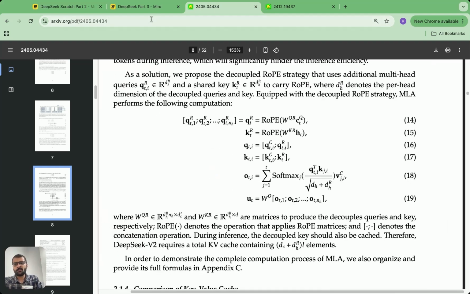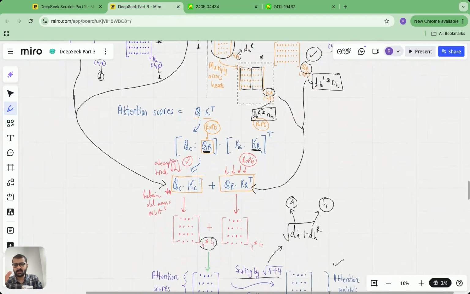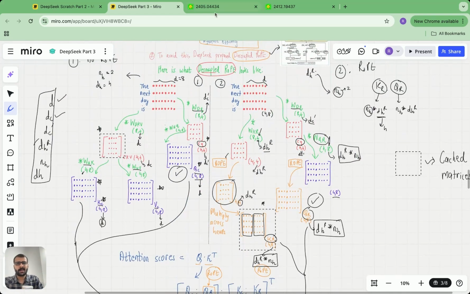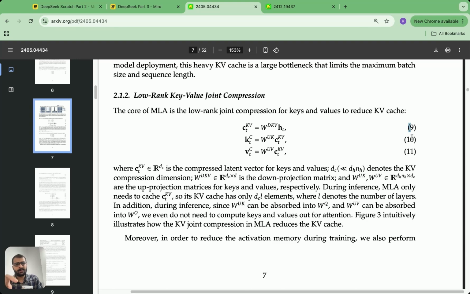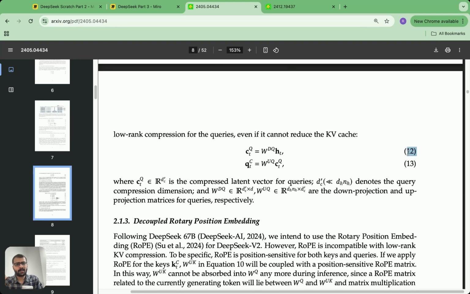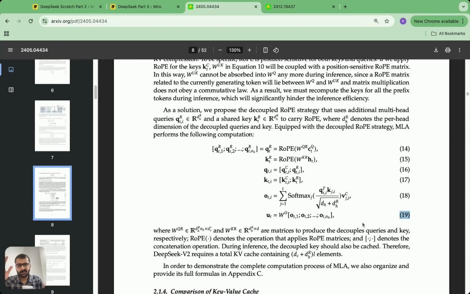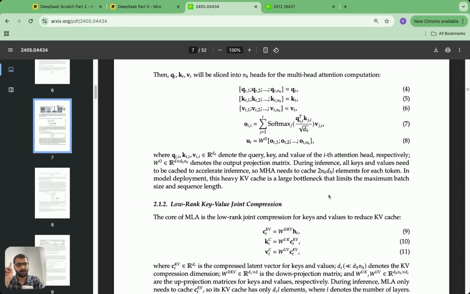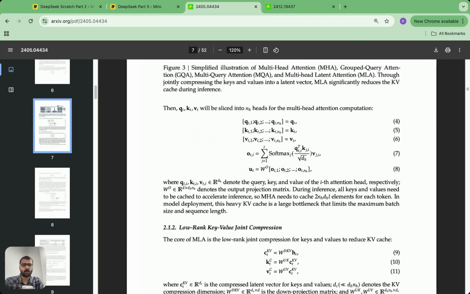But what we have done on the whiteboard right now is I've visually shown you, on this simple whiteboard, how we can go from step number 9 to step number 10, 11, 12, 13, 14, 15, 16, 17, 18, and 19. So this is the entire multi-head latent attention logic which was implemented in just one page in the DeepSeek paper. It's very, very difficult to understand this without writing it down on a whiteboard.